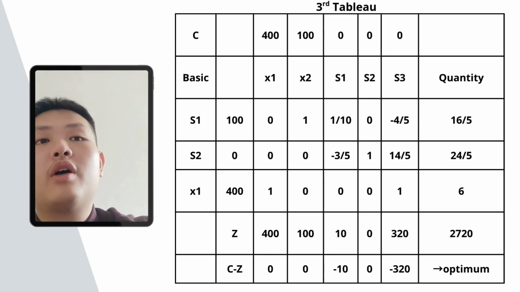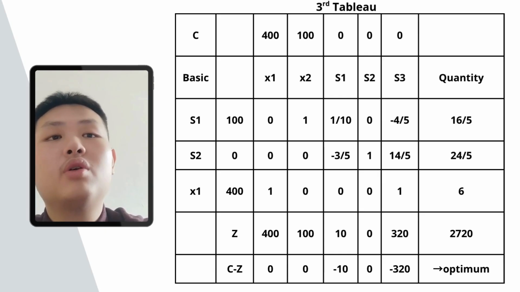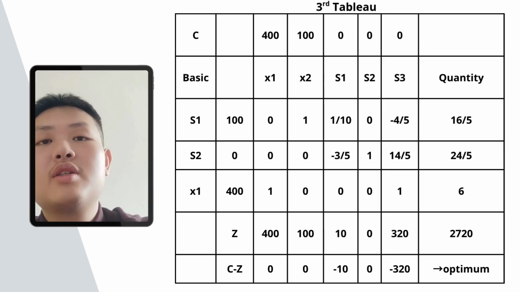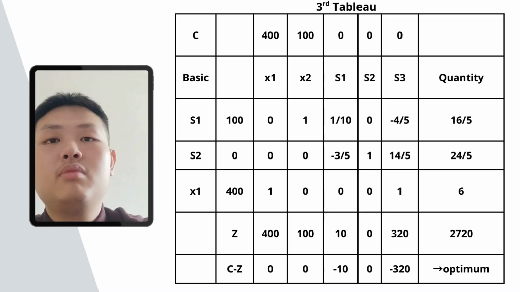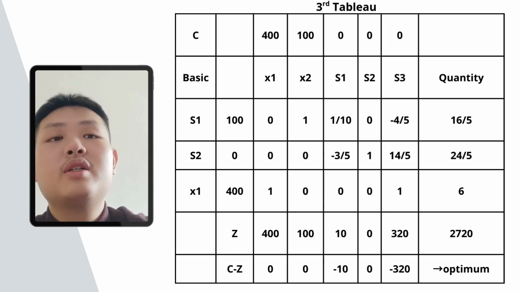I will conclude our manual calculations with the third tableau for exercise 5. After performing the row operations, we check the C minus Z row one last time. The values are 0, 0, negative 10, 0, and negative 320. Since there are no positive values remaining, we have successfully found the optimum solution. The maximum Z value is 2720.